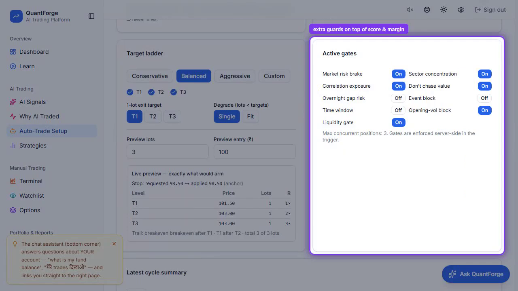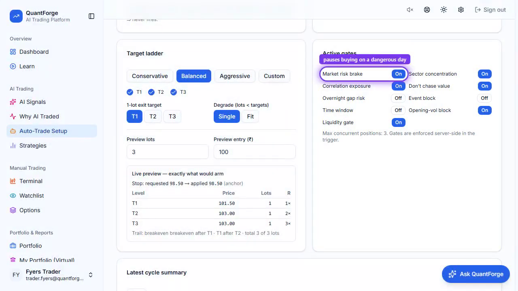The last card is active gates, a whole list, mostly on. These are extra guards, the trigger checks on top of the score and the margin: a market risk break that pauses buying on a dangerous day, a sector concentration limit so you do not stack the same bet, a liquidity gate that refuses illiquid names, a chase value rule. Each one is a way a trade can be refused for safety.